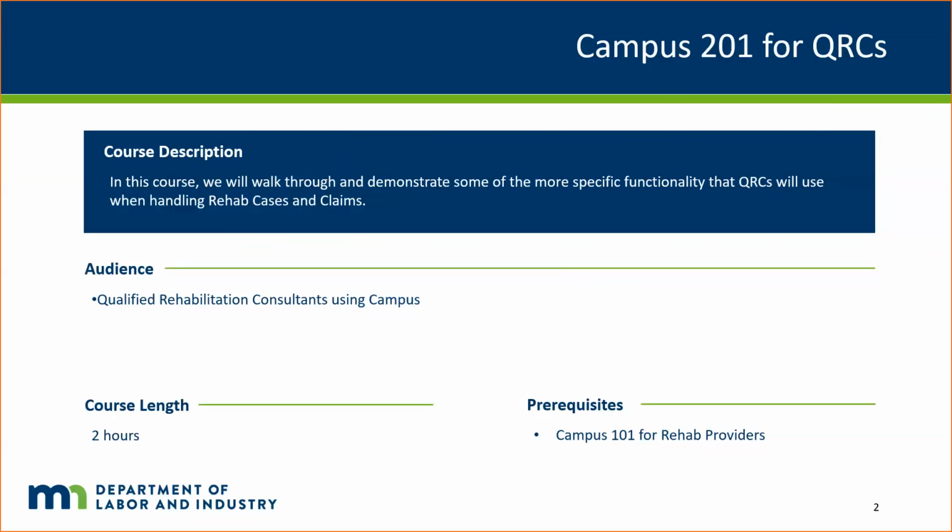And then the last little bit here is prerequisites. So there was a course before this, Campus 101 for rehab providers. And that was about registering your firm, registering as an individual, and then the group management of your firm as well. It is not, of course, a prerequisite. If you are here, you're free to stay and listen, but go check that one out if you haven't.